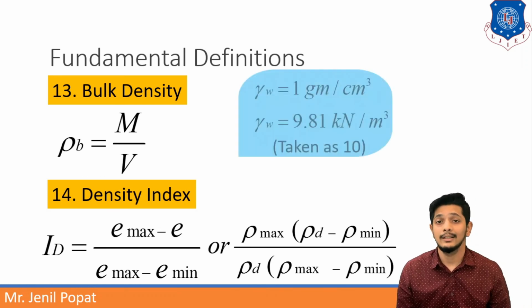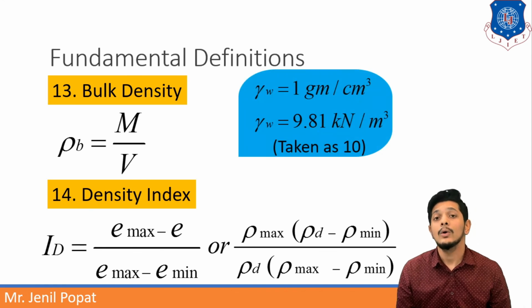Now let us understand units. Now unit weight of water is 1 gram per centimeter cube, and if we want to write it in kilonewton per meter cube, it is 9.81 kilonewton per meter cube. It is generally taken as 10, not 9.81.